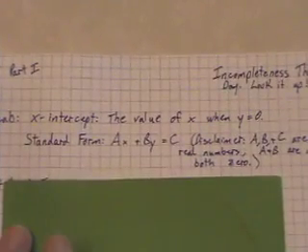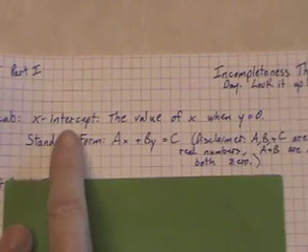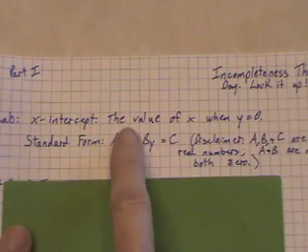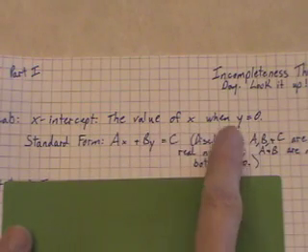There are only two vocabulary words, the x-intercept, which you might figure out because you already know y-intercept. Yes, the value of x when y is equal to 0.